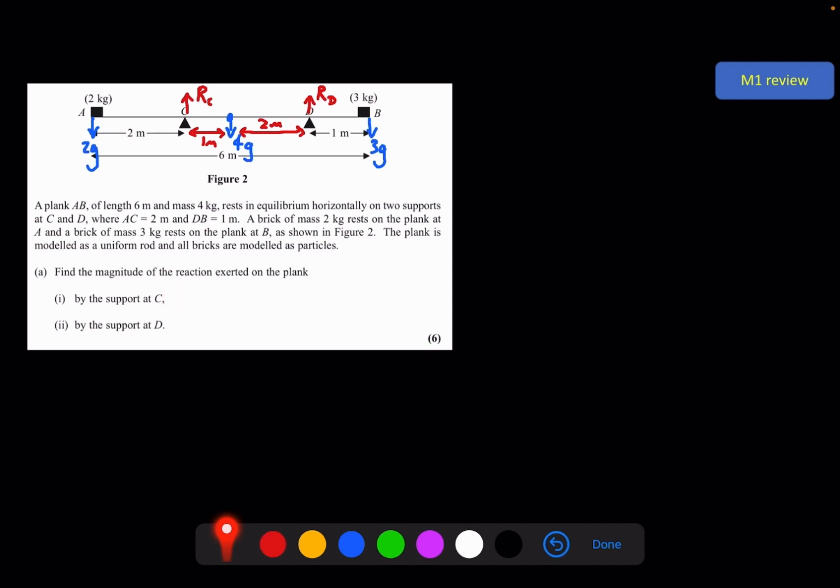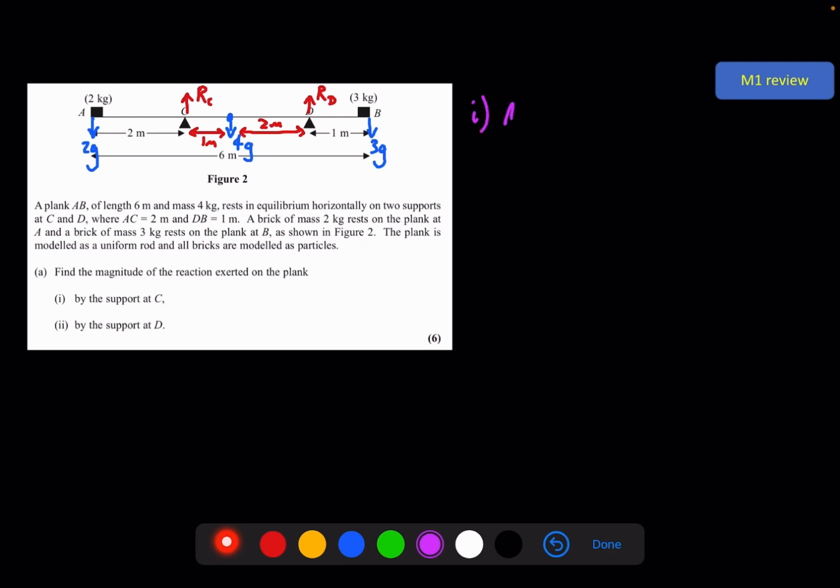And the reason I'm going to do that is because if I take moments about this point, the force going through this point obviously has a distance of 0 from here. So when that is included in any of your moments equations, it simply disappears because you have RD times 0. That means I'll have one equation with one unknown, and I can solve that quite easily. So I'm going to start with that.